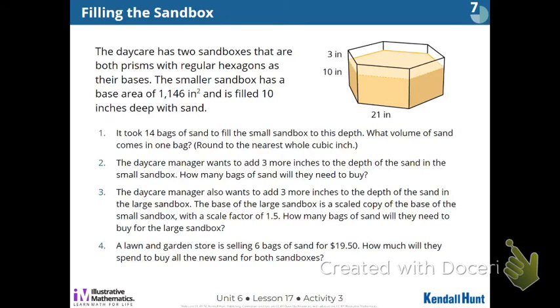Right up here. Well, it's not filled. But they are filling it. So they're going to fill it with 14 bags of sand. What you need to do is find out how much sand comes in one bag first.